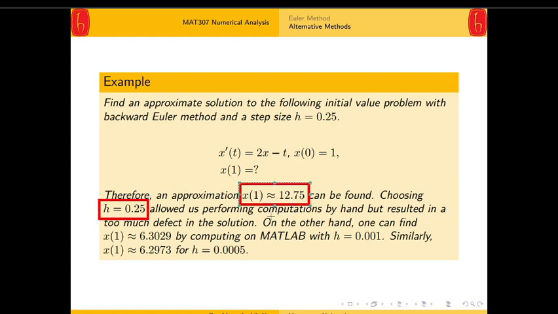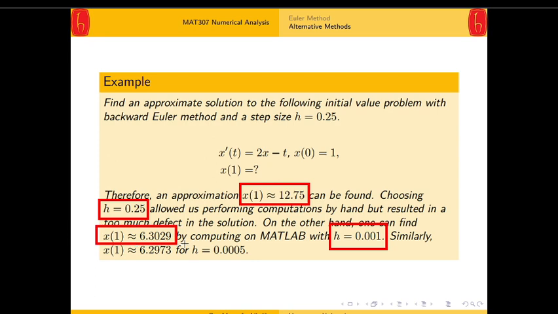Okay, on the other hand, one can find the approximated solution by, for example, computing on MATLAB with h is equal to 0.001. This is quite small if you compare this to the previous h value. As the h value decreases like that, if we choose h this small, then the approximated solution will be this quantity. And as you see, this quantity is not even close to that number. Okay, so this is a much better result for x of 1.